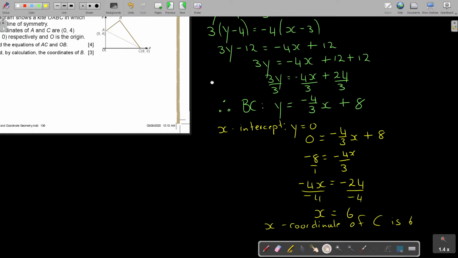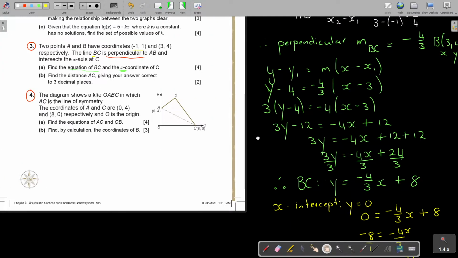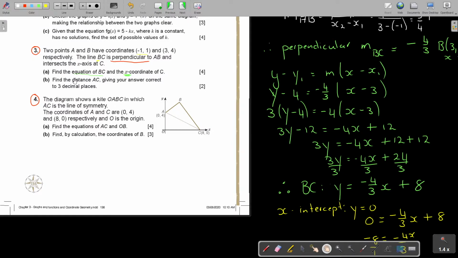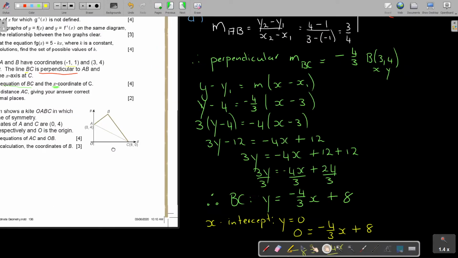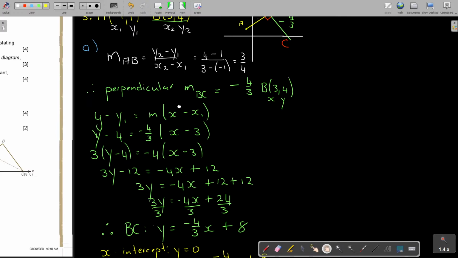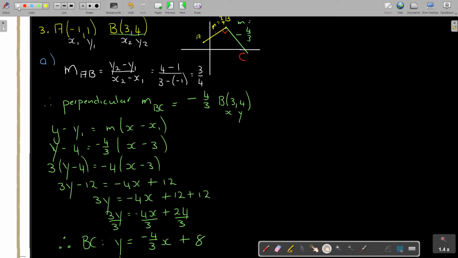Now I go further. Find the distance AC, giving your answer correct to 3 decimal places. So let's go back to my graph. I'm going to do it here so that you can see everything. They now want the distance AC.